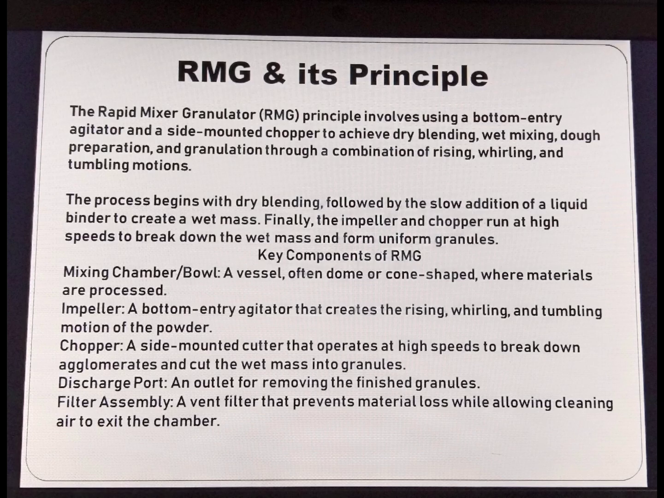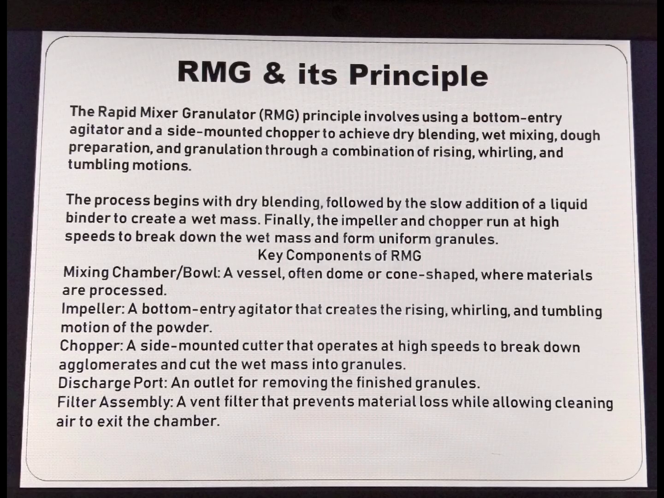The rapid mixer granulator principle involves using a bottom entry agitator and a side mounted chopper to achieve dry blending, wet mixing, dough preparation, and granulation through a combination of rising, boiling, and tumbling motion. The process begins with dry blending, followed by slow addition of a liquid binder to create a wet mass. Finally, the impeller and the chopper run at high speed to break down the wet mass and form uniform granules.